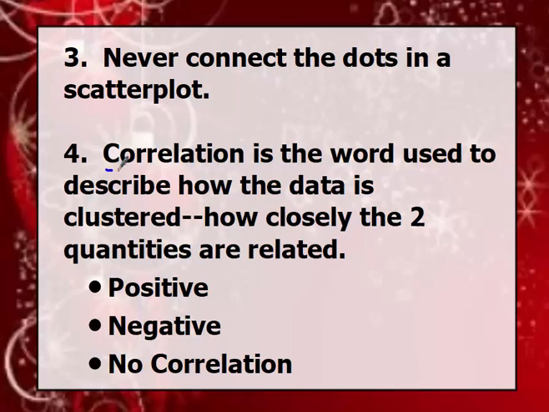We're looking at this word, correlation. Correlation is a word that's used to describe how the data is clustered or how it's connected. Clustered means how closely the 2 quantities are related. So we're looking at how closely 2 things can be tied together. Is there a relationship or not? And we have 3 types of relationships. We have a positive correlation, we have a negative correlation, and we have no correlation whatsoever. So what does that mean?